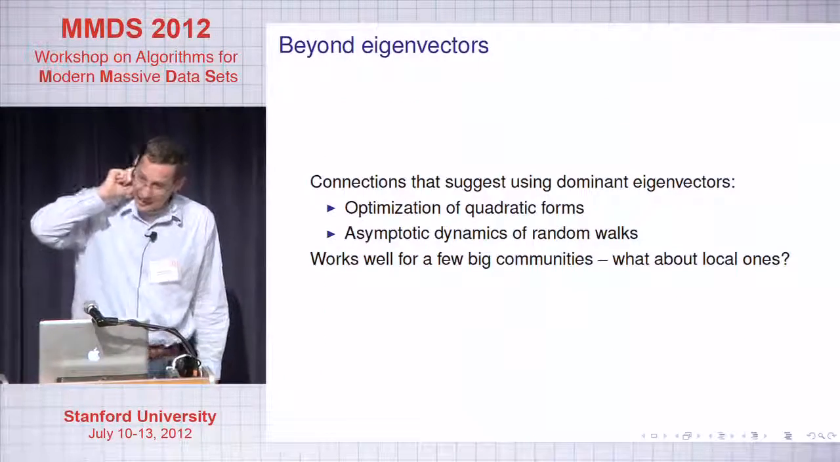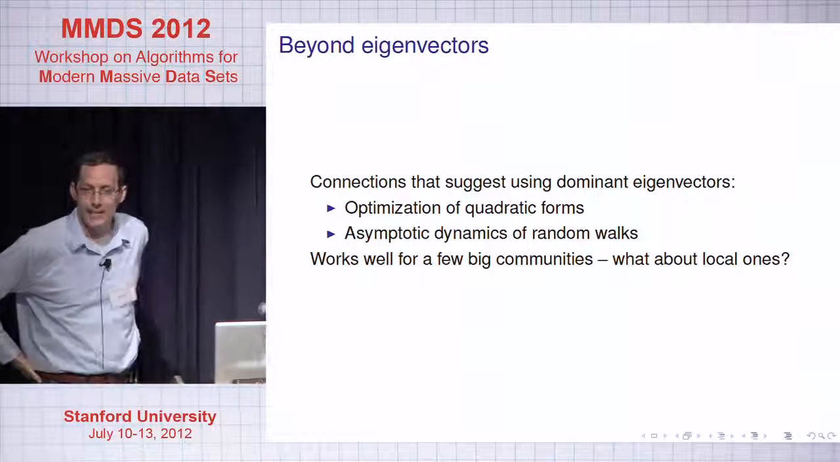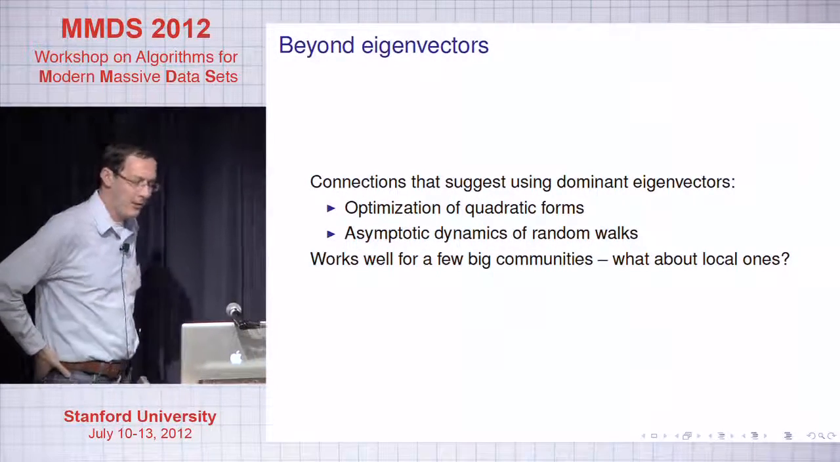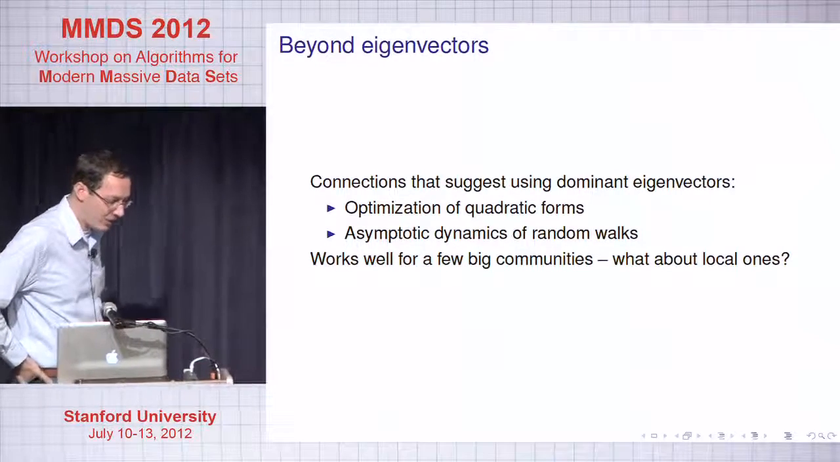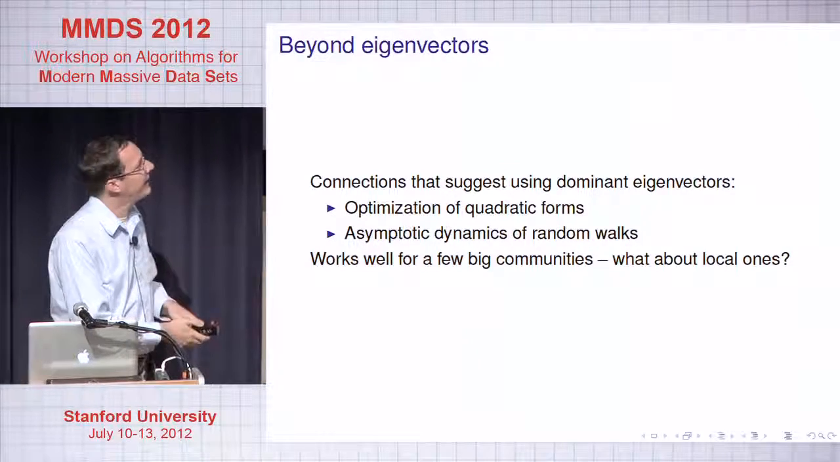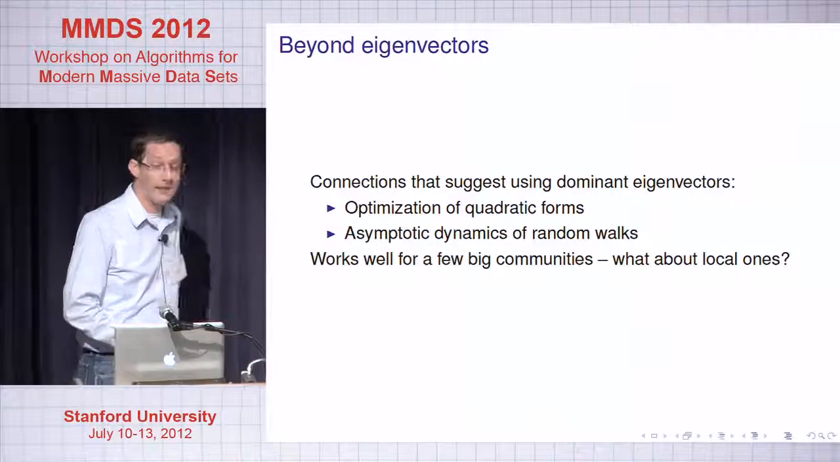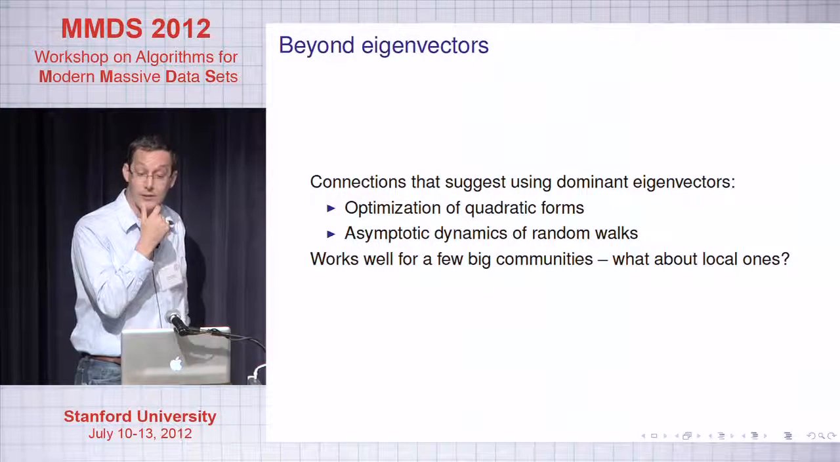Okay, so now I've got two different reasons why I might be interested in looking at eigenvectors. But if I compute, I'm actually doing something to get eigenvectors. And that something is actually connected both to optimization of quadratic forms and to the asymptotic dynamics of random walks.